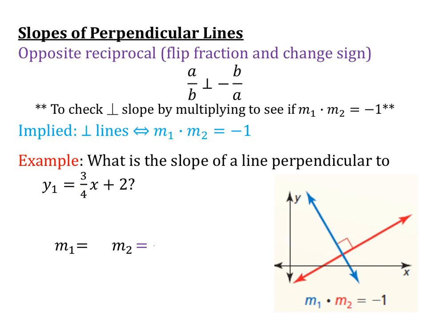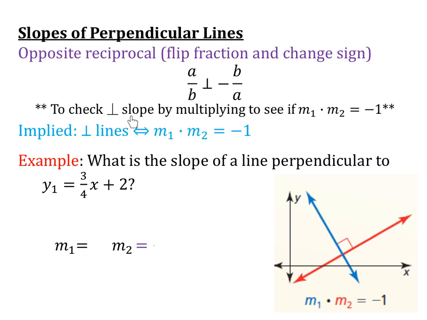All right, slopes of perpendicular lines are opposite reciprocals. In other words, flip the fraction and change the sign. So if I had a fraction a over b, its reciprocal would be b over a, and then opposite would be negative. So signs have to be opposites, and you flip your fraction, in other words, the reciprocal. So opposite reciprocals means that the lines are perpendicular.